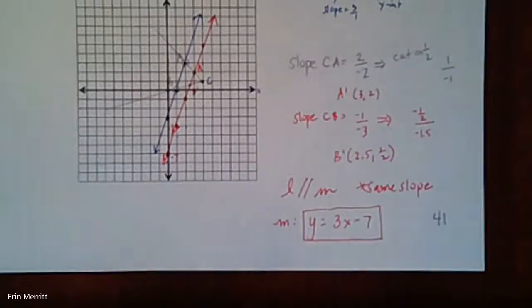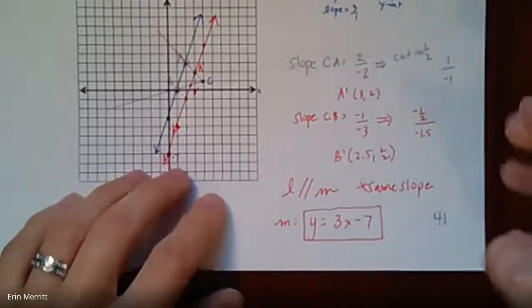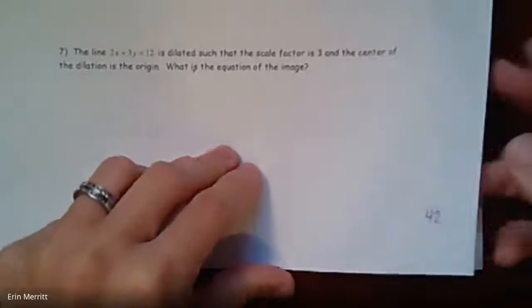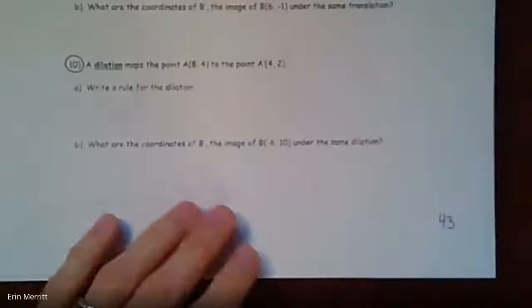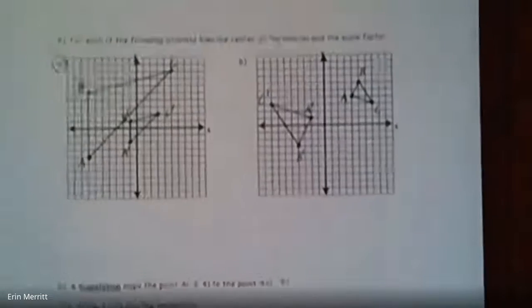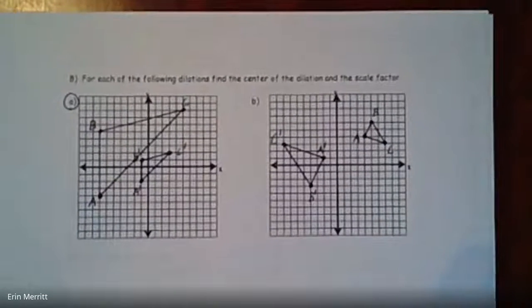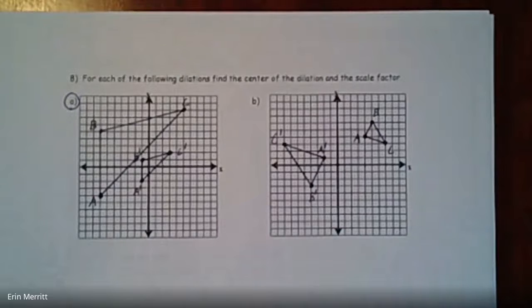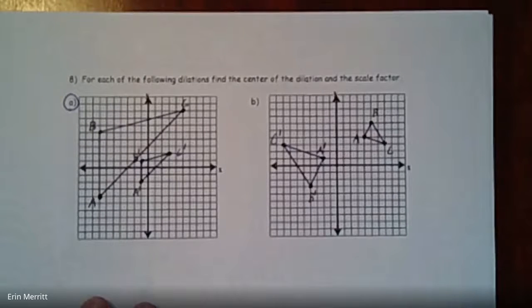So lots of good review within that question. The next one I would like to do is a couple of pages away. Hop on over to 8A. So 8A says, for each of the following dilations, find the center of dilation, find the scale factor.